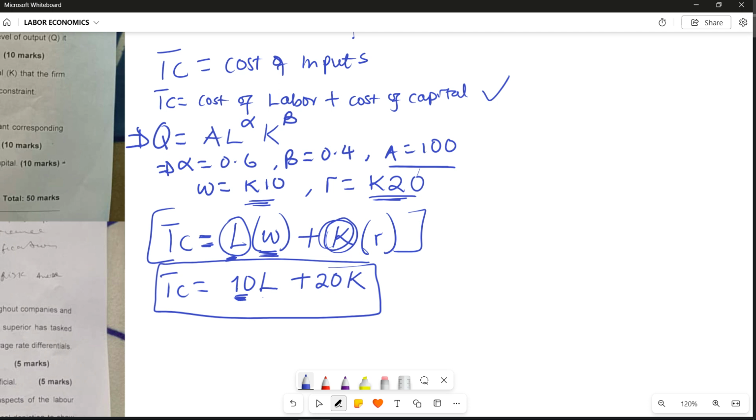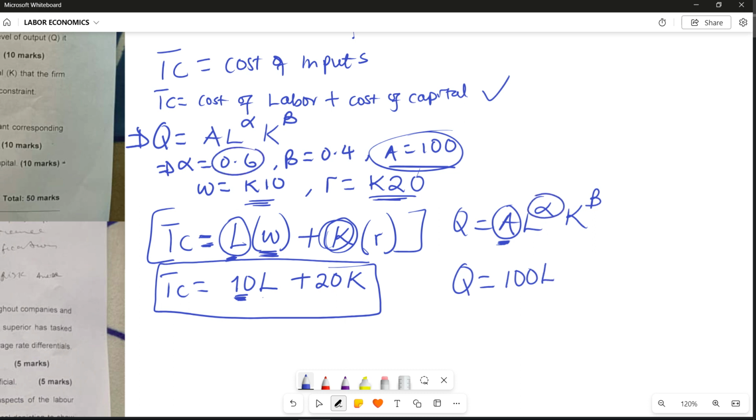Okay. How about the Cobb-Douglas itself? Let's put it together. We know that Q is A L to the power alpha, then K to the power beta. A has been given as 100 in the statement, so where there is A, we put 100. We put our L. Alpha has been defined to be 0.6, so you put 0.6 there. Then you put K to the power 0.4.